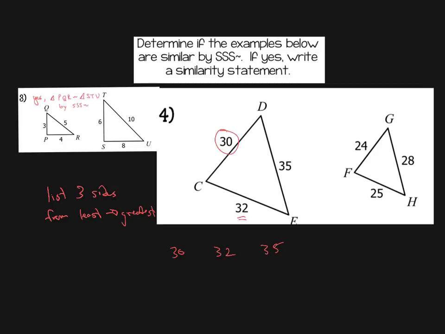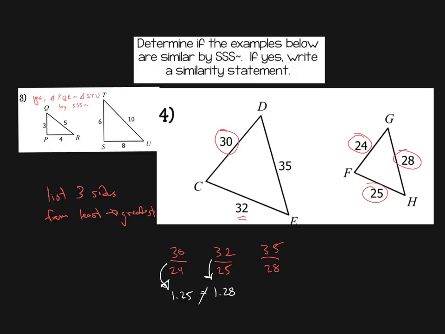If these are in proportion to each other, then the smallest will be in proportion to the smallest. Onward to the middle side, that's 25. On to the largest side, 28. And I'm just going to simply do the division and see what I get. So what is 30 divided by 24? I get that 30 divided by 24 is 1.25. And then I check 32 divided by 25, and I get 1.28.